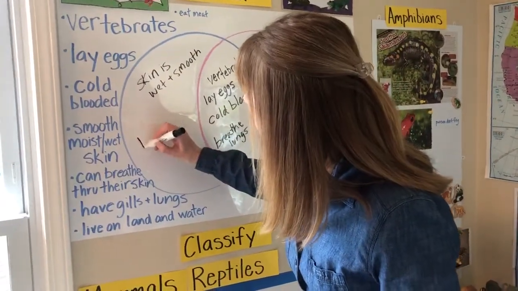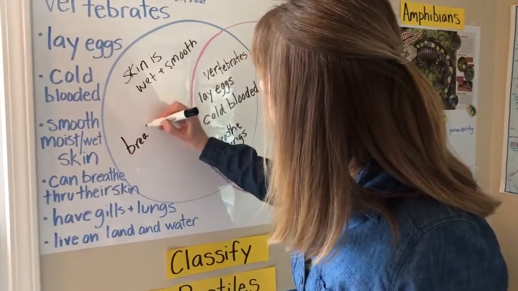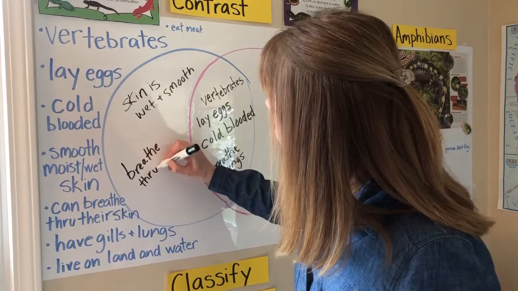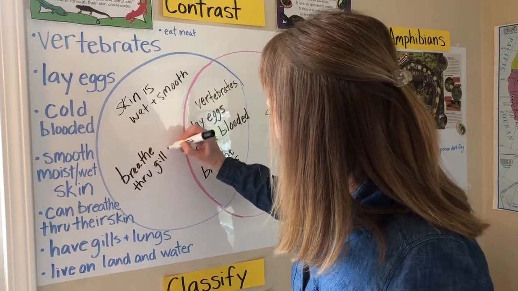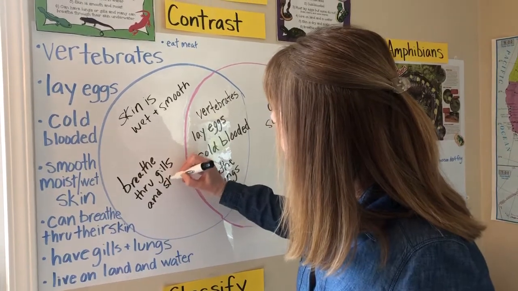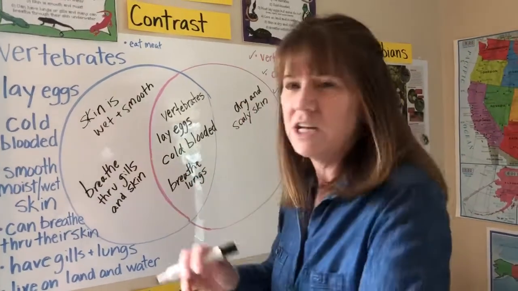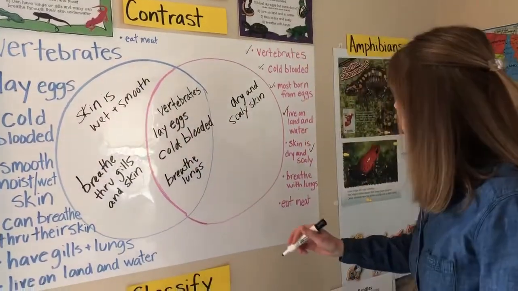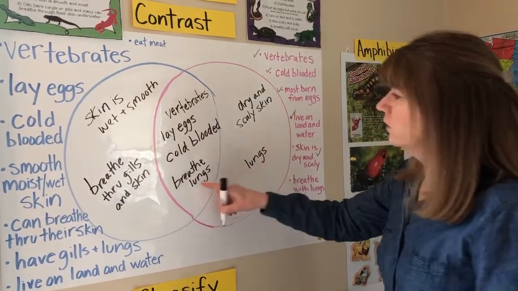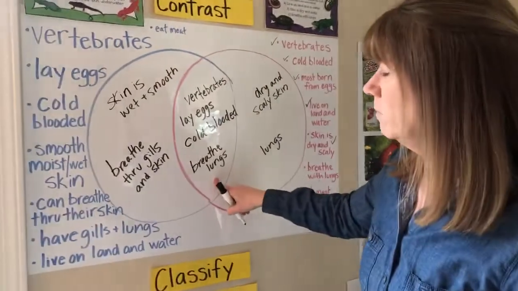Okay. So we've got they'll breathe through gills and also their skin. So cool. It'd be so neat if we could do that, wouldn't it? And then we're going to say lungs over here as something separate. But as they get older, they do share that characteristic, okay?